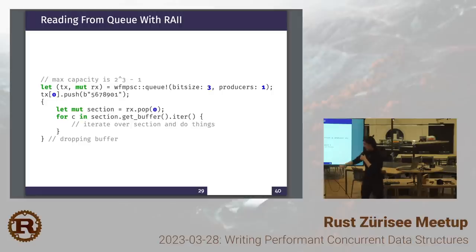And now you can actually take this section, which basically just holds a reference to a byte slice, and then you just iterate over it. And here you can do anything. You can also copy it if you want. You can just perform a clone, or you iterate over it and do some kind of transformation. And afterwards, when you leave the scope, it gets dropped. So then the tail gets atomically updated.